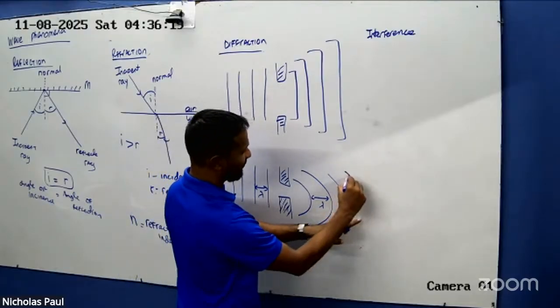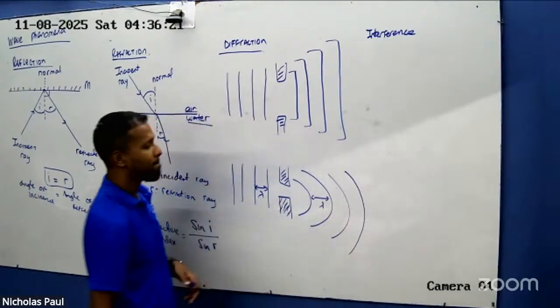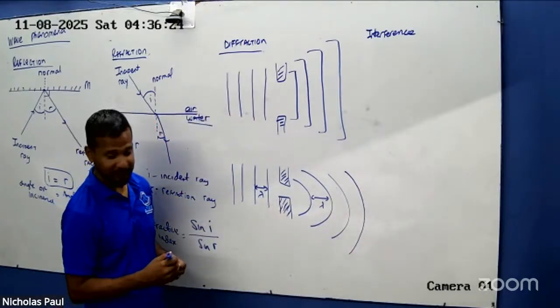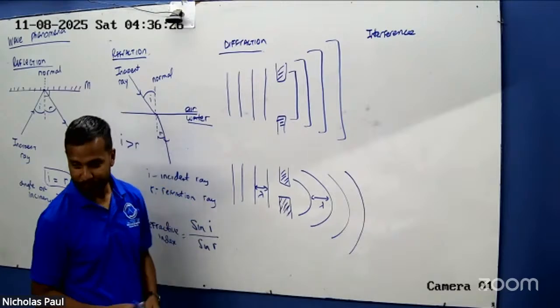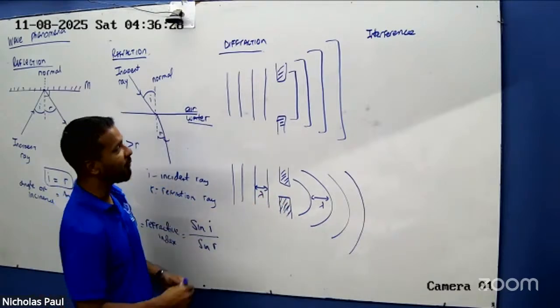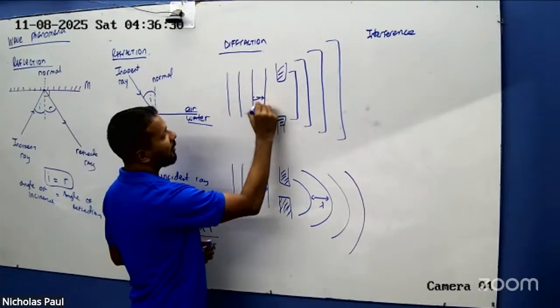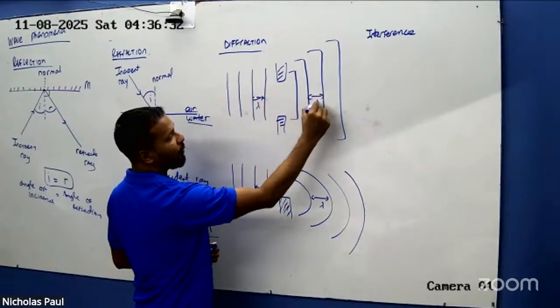No, you're getting it wrong. Because all the wavelengths must be the same. All the spacings must be the same, right? Make sure they all have the same wavelength, right?